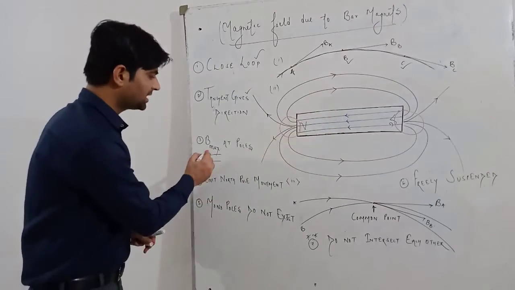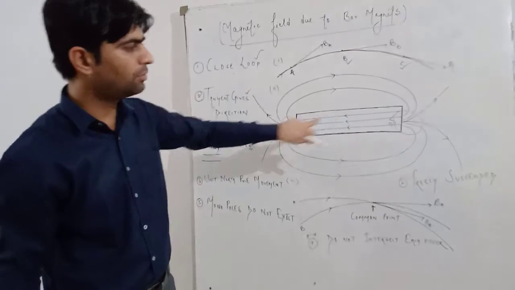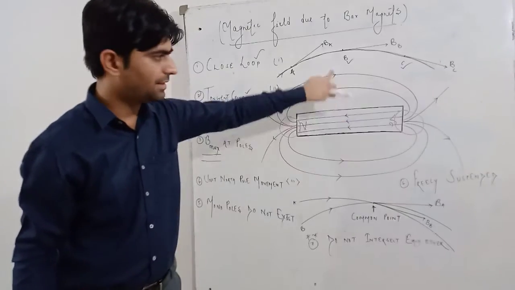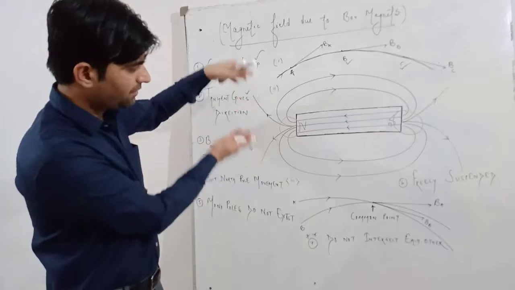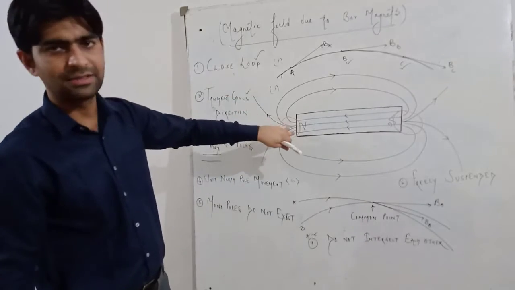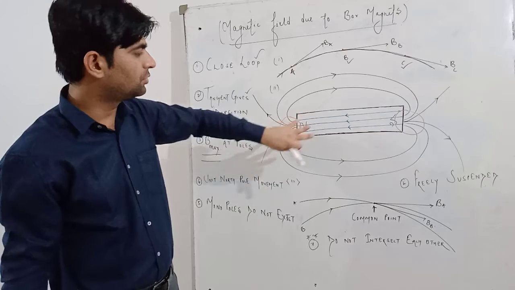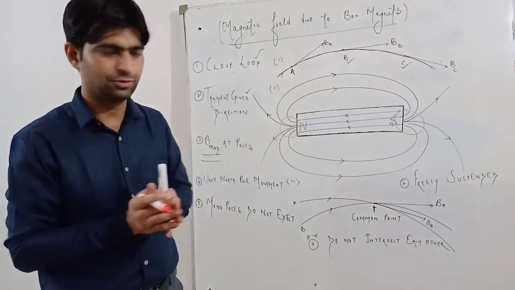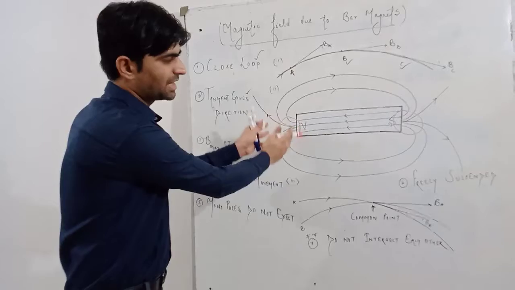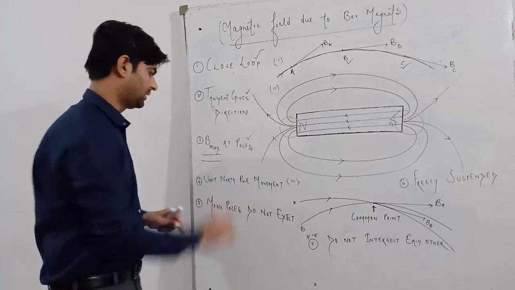So the maximum field intensity for a bar magnet is at the poles and a minimum at the center, because the relative separation between the magnetic field lines is less at the poles. They are very close at the poles. So close magnetic field lines indicate a strong field region. So the magnetic field intensity is maximum at the poles and minimum at the center. This is the third property.